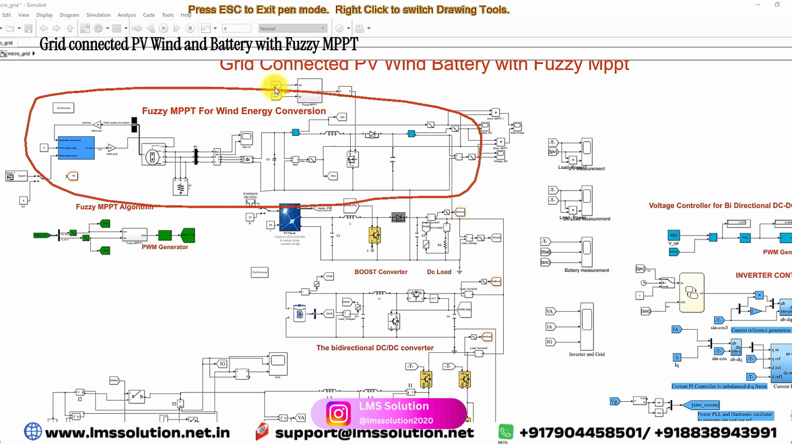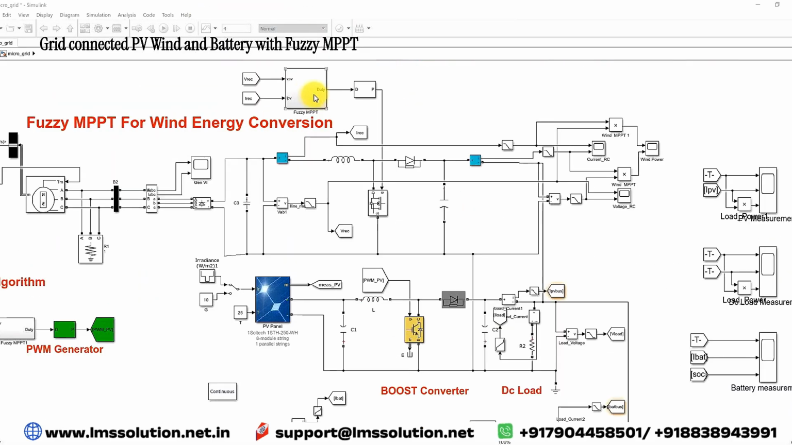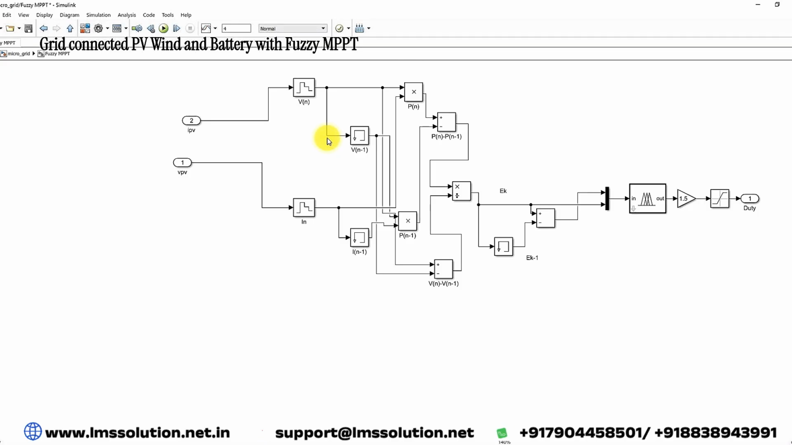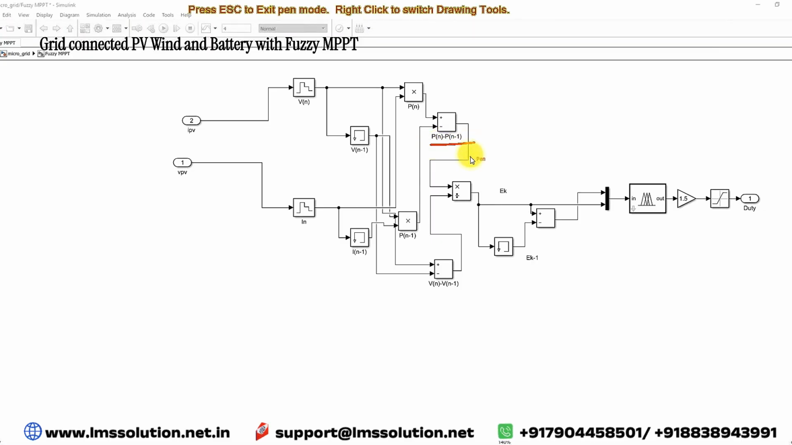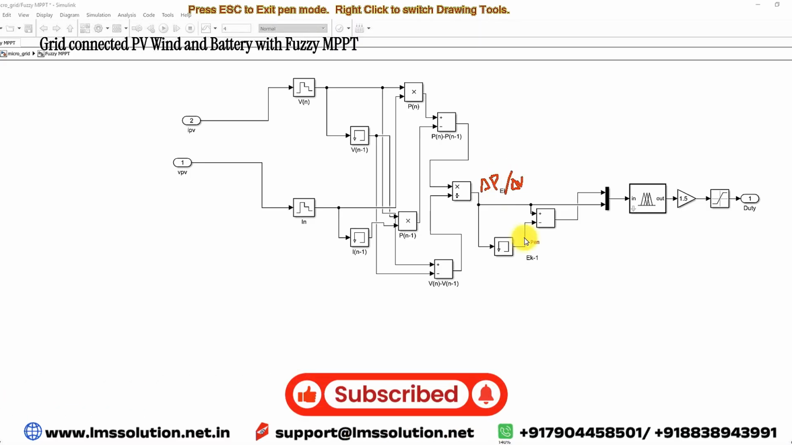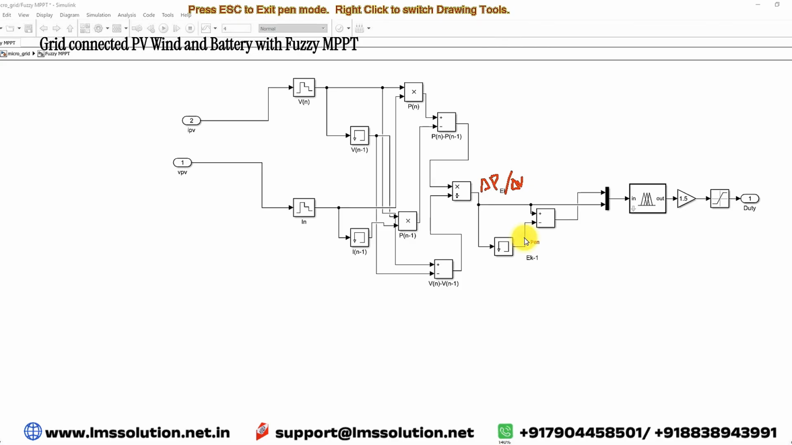It receives two inputs: one is the rectifier voltage and the other is the rectified current. Based upon that, the Fuzzy MPPT will generate the duty cycle. When we go inside, we have to calculate the following details. That means we have to calculate P(n) and P(n-1), and then the change in power, P(n) minus P(n-1), and then V(n) minus V(n-1). This is nothing but del P, and this is nothing but del V. After that, you take the ratio of del P divided by del V. The del P divided by del V is known as the slope of the wind turbine characteristics.